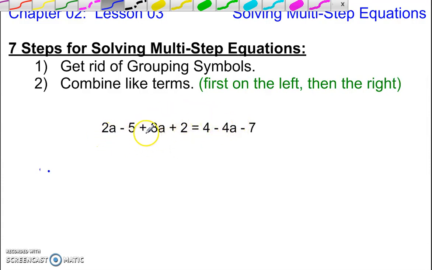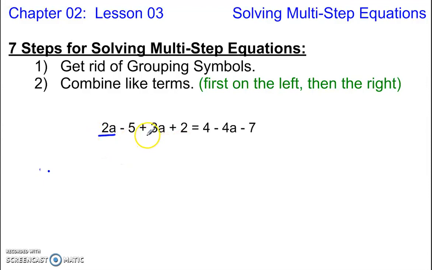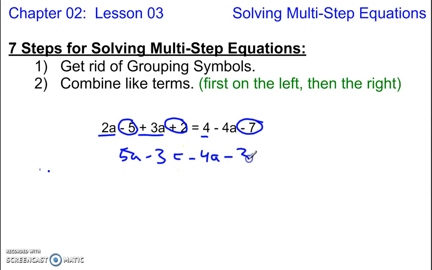So here we have 2a and 3a. I can't add or subtract the 4a from those two. So I'm going to put 3a and 2a together, gives me 5a. And then negative 5 and positive 2. Combine those two, we get negative 3. On the other side, we have 4 and negative 7 gives me negative 4a minus 3.